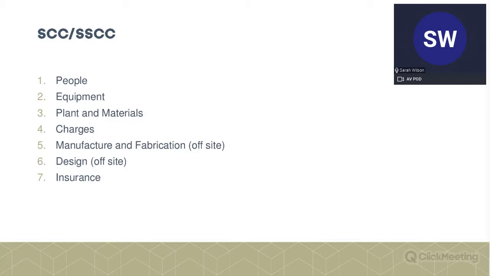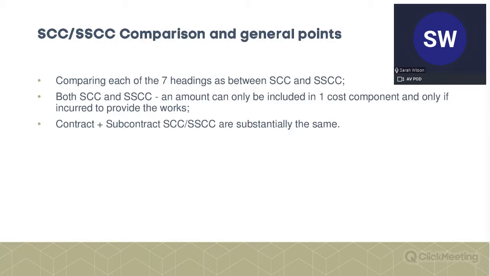So we've already looked at this. These are the 7 different sections in the schedule of cost components and the shorter schedule. But as I've already said to you, ignore that number 7, wipe it from your minds. Just a few general points before we start to look at each one. We're going to look at each of the 7 headings in detail and do a comparison of what the schedule of cost components provides and what the shorter schedule provides.